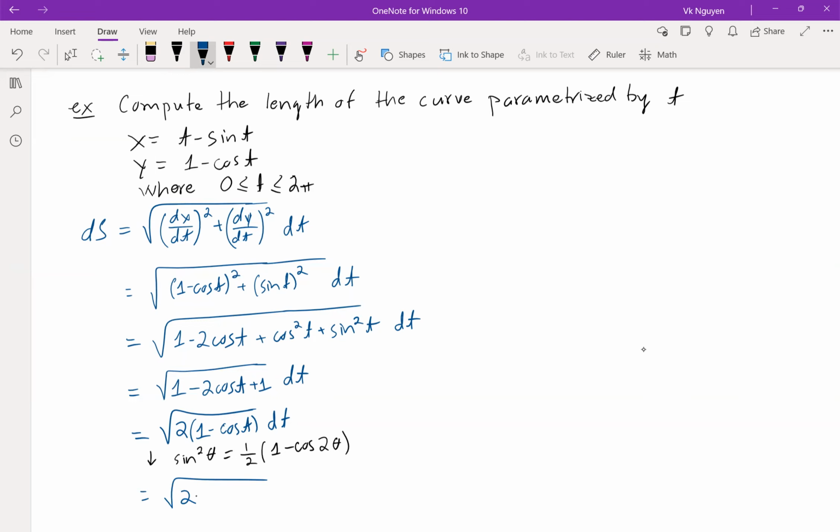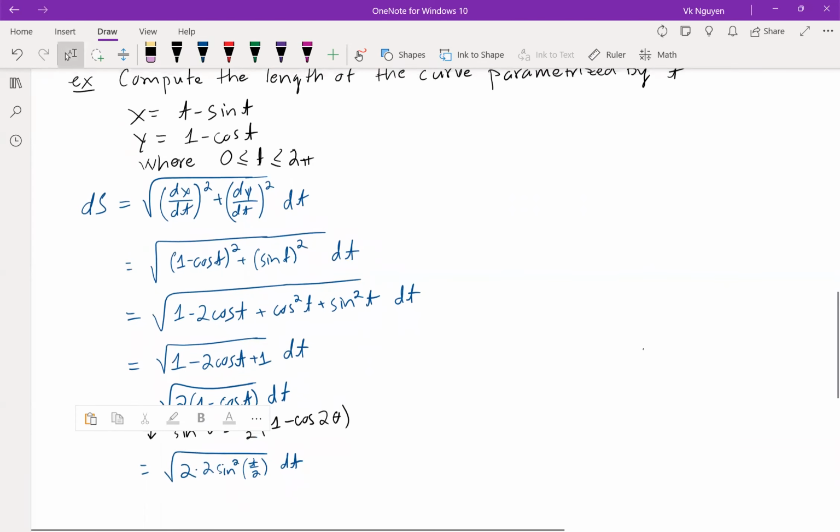multiplied to 1 minus cosine t, which is the same as 2 sine square of t over 2 dt.